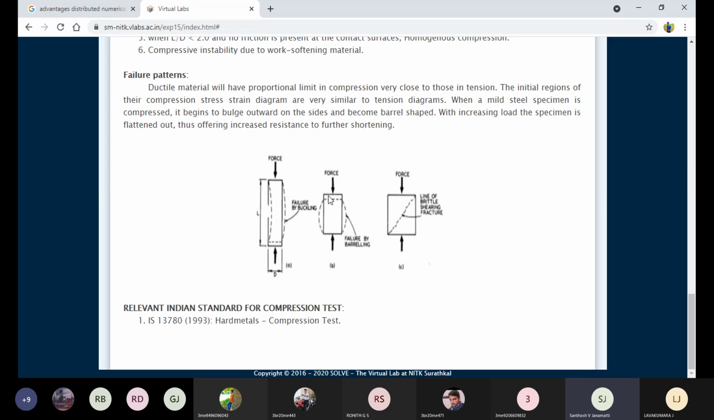Whereas in image B, it is a medium size or rectangular size, lesser than this. Now whenever we subject these sizes of samples to compression load, you can expect a fracture like this to take place. This is the failure mode.